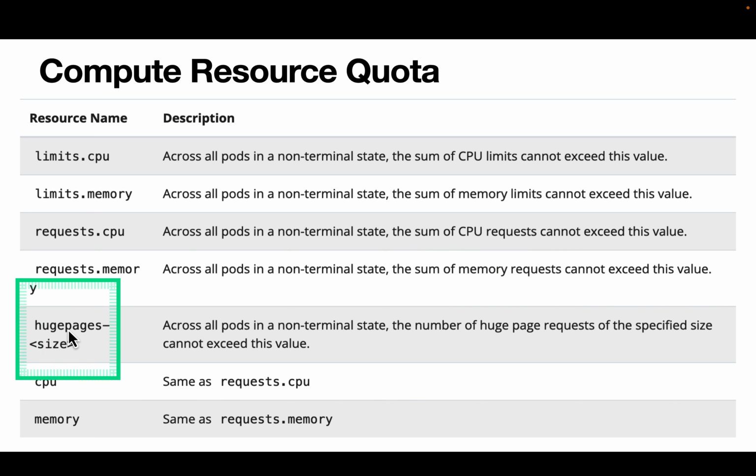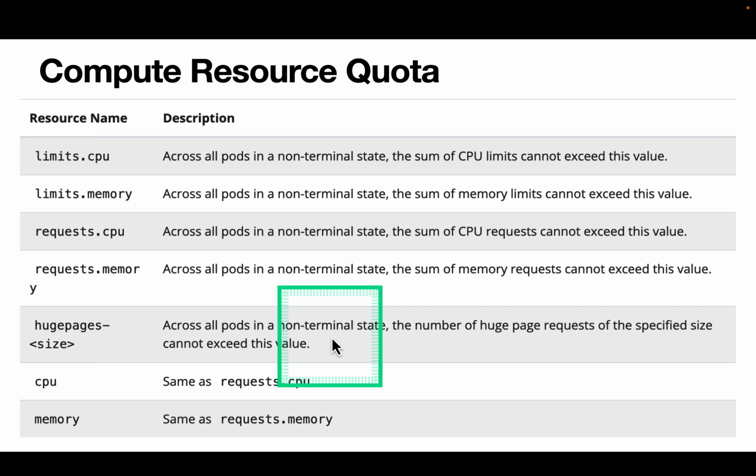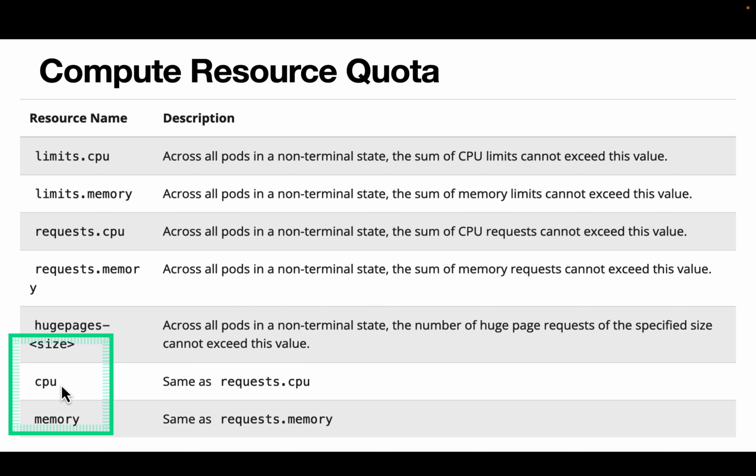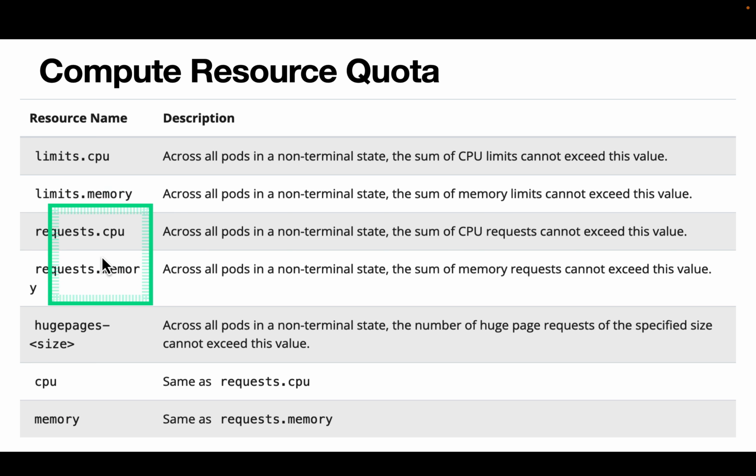And we have hugepages-size across all pods in a non-terminal state: the number of huge page requests of the specified size cannot exceed this value. And then CPU and memory, so this is limits.cpu and limits.memory. CPU and memory, if defined like this, is the same as requests.cpu. So just remember, cpu and memory is the same as requests.cpu and requests.memory.